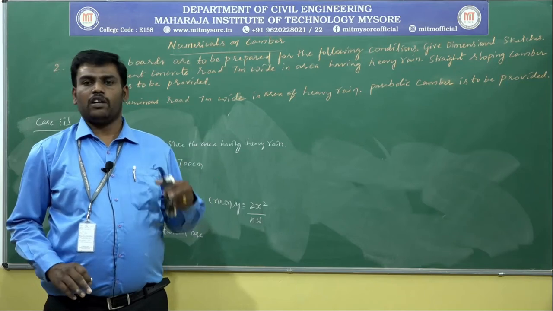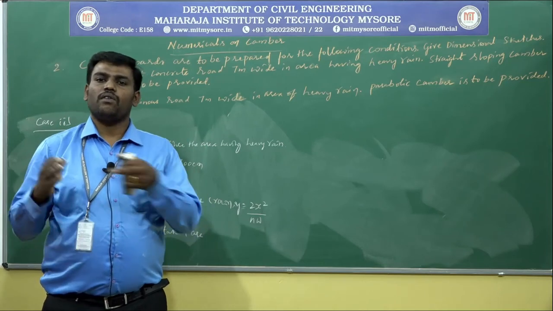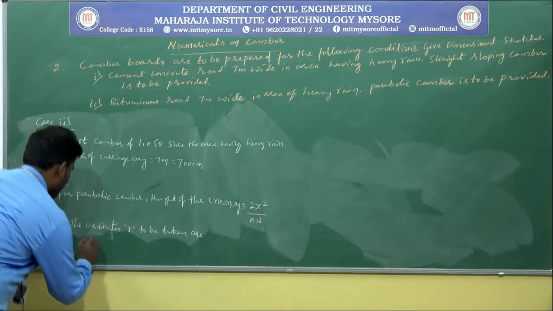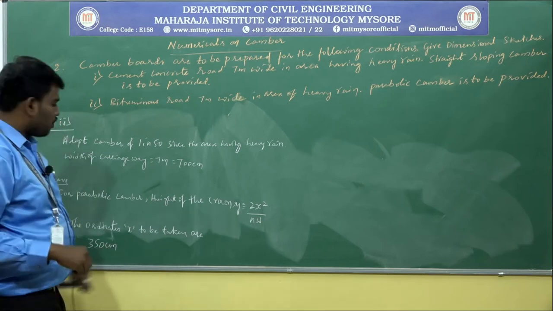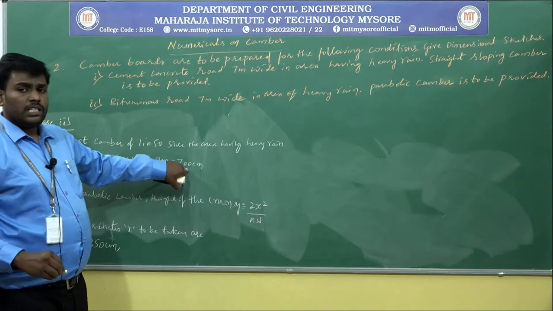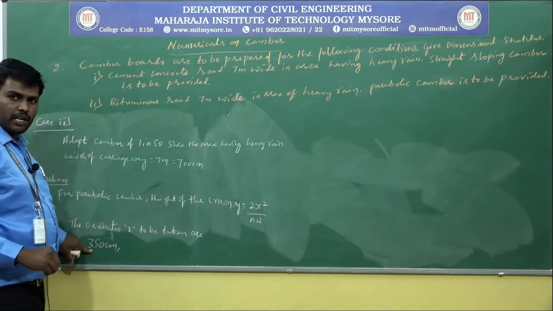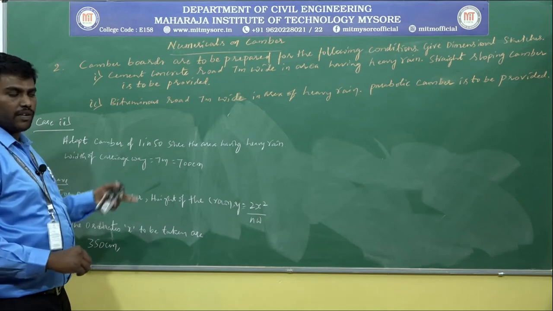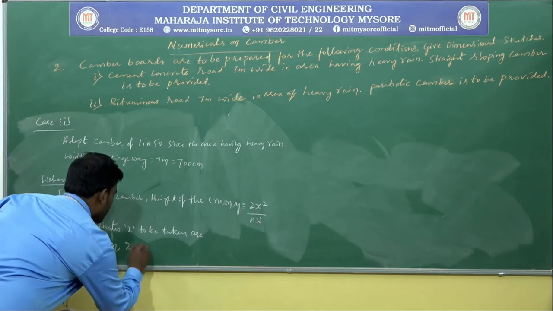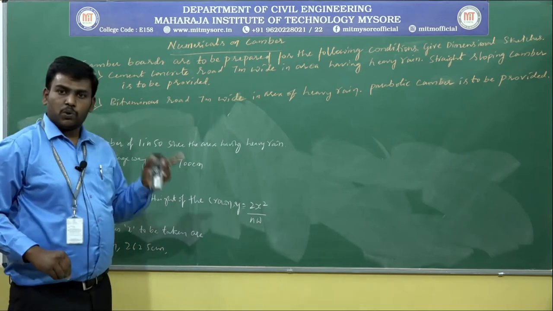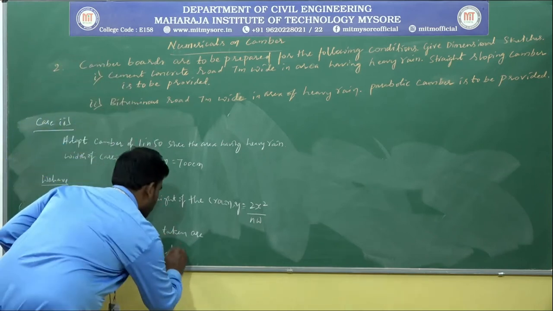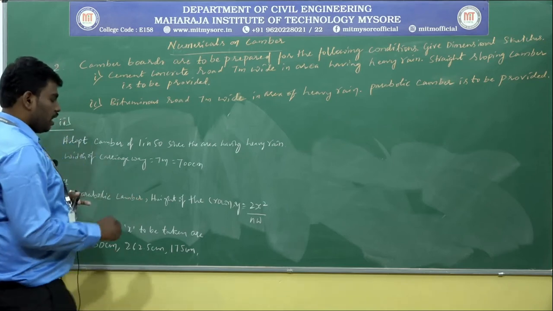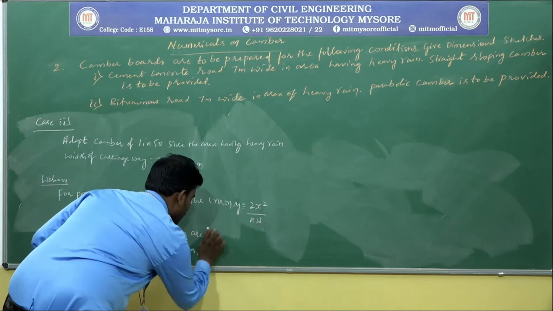3/4 of half of the pavement width, 1/2 of half of the pavement width, and 1/4 of half of the pavement width. Means the pavement width is about 700 centimeter, then half of the pavement width is 350 centimeter. At 350 centimeter they measure the y value, then at 3/4 of 350 centimeter they measure the y distance, that is the height of the crown. 3 by 4th of 350 becomes 262.5 centimeter. Then 1 by 2 of 350 becomes 175 centimeter. At last, 1 by 4 of 350, that is 350 by 4, becomes 87.5 centimeter.